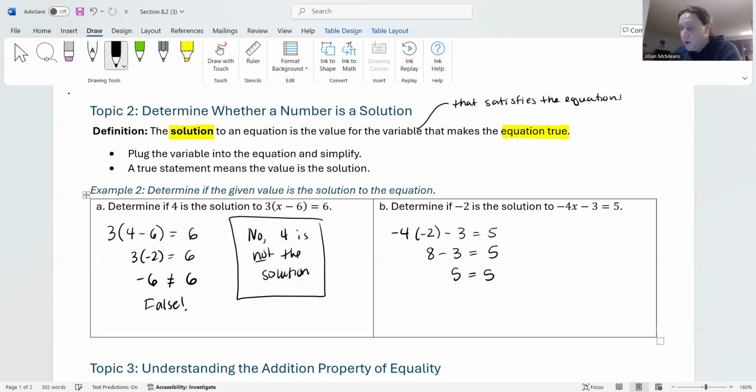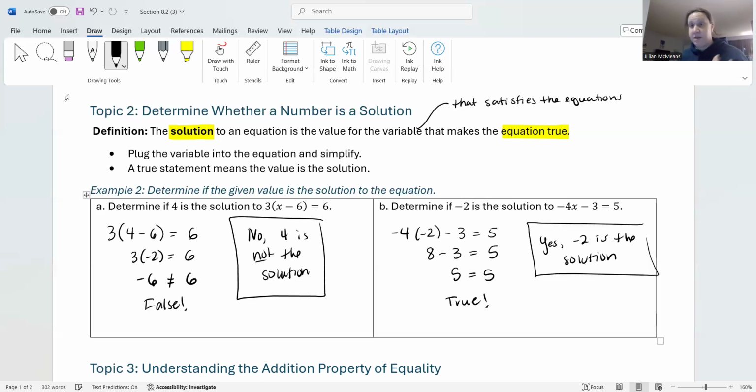So does 5 equal 5? And the answer is yes, absolutely. This is true. So we would say yes, negative 2 is the solution. It is the value for the variable that satisfies the equation. It means it makes the equation true when we plug negative 2 in.